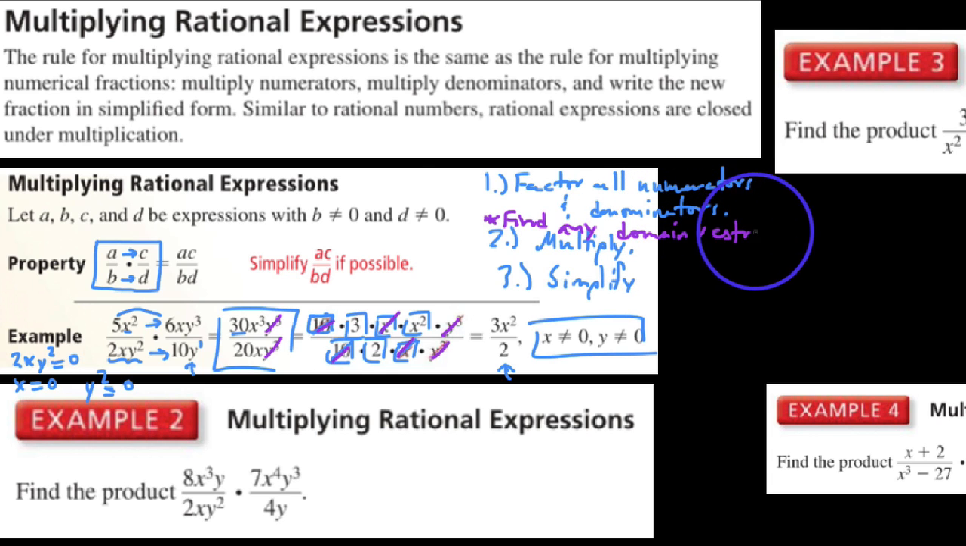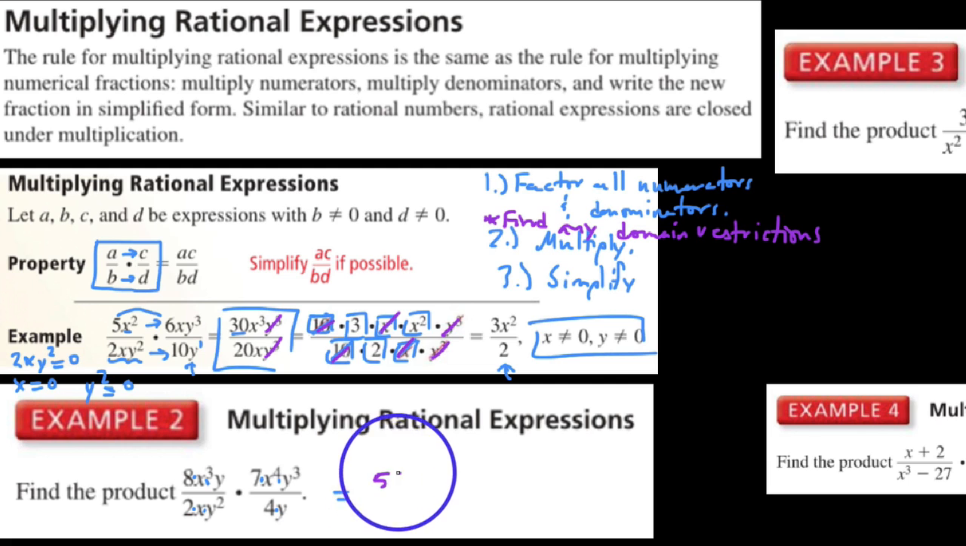So looking at our expressions here, let's take a look at what we have, starting with example 2, and then we'll move on to 3 and 4. The very first thing we want to do is factor. I noticed that up here on the top, 8 times x cubed times y is already written as a product of factors, and so are all of these. Since they're already factored, I'm going to multiply them straight across.